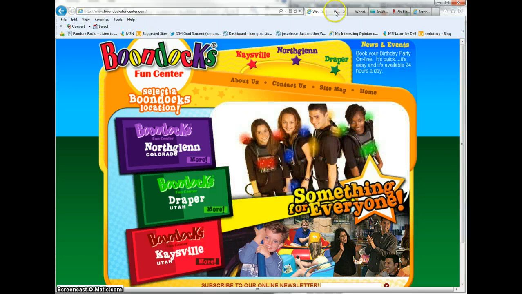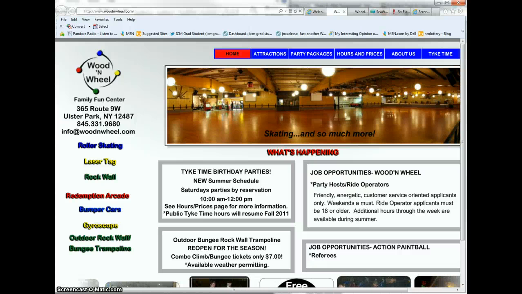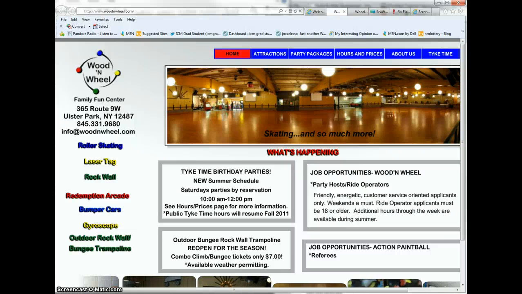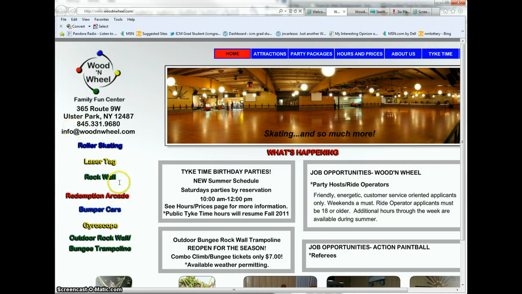The next one is Wooden Wheel. Now we go to Wooden Wheel and you see that this is kind of plain. They have an empty space for this picture, not a lot of excitement here. The colors, they too use primary colors, and you see that the typeface is so small, and with the outlining and then filled in and the shadowing, it's just a bit too much.